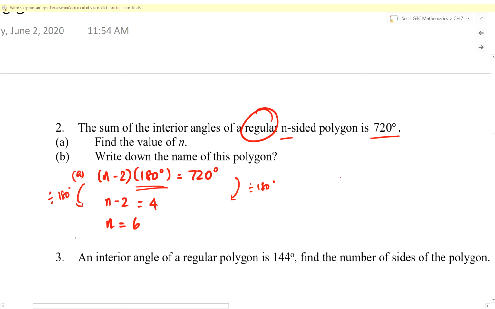So here we have part B. What is the name of this polygon? Refer back to your second page. What is the name of a 6-sided polygon? Hexagon.